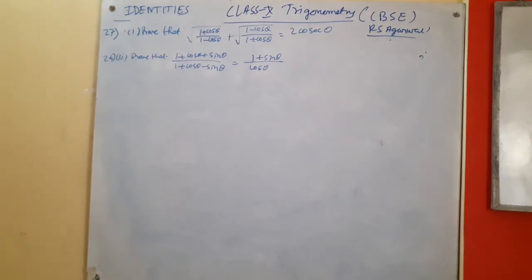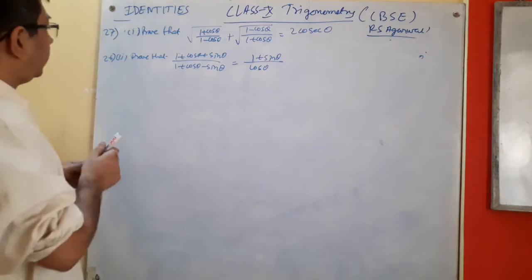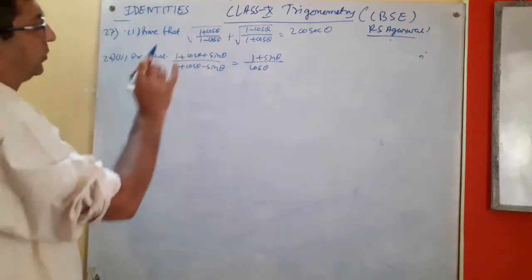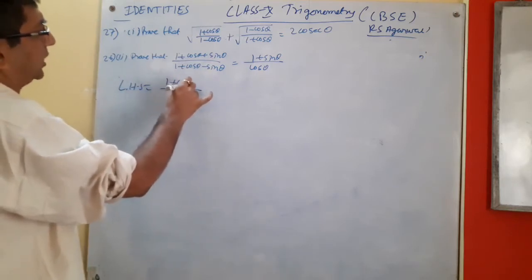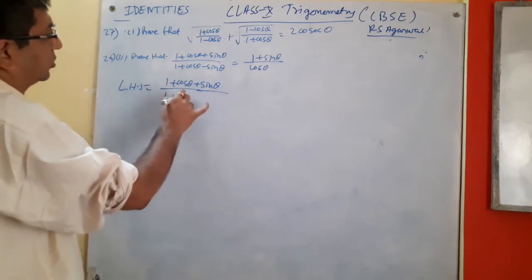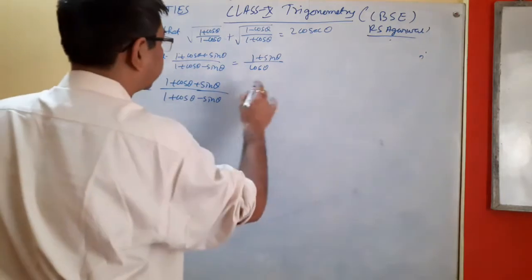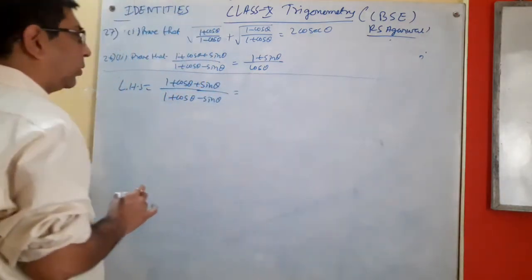Now see, there are some sums I have written on the board. This is a very important sum, especially the 26 one often comes in the exam. See, LHS. This one is LHS. We have to prove this one. The LHS: 1 plus cos theta plus sin theta by 1 plus cos theta minus sin theta. Right? Here I am writing some part. It's a big one. So what we are doing?